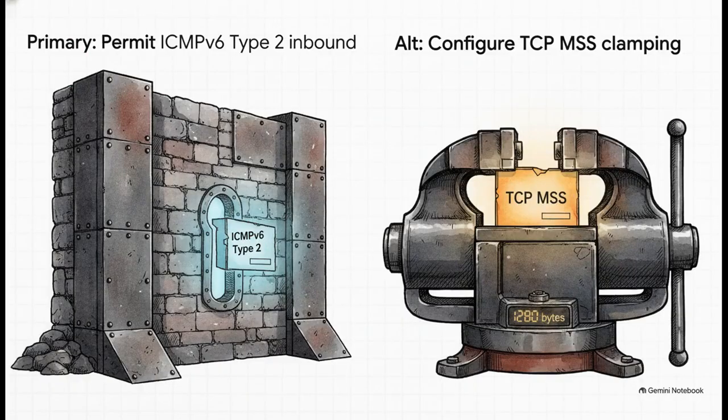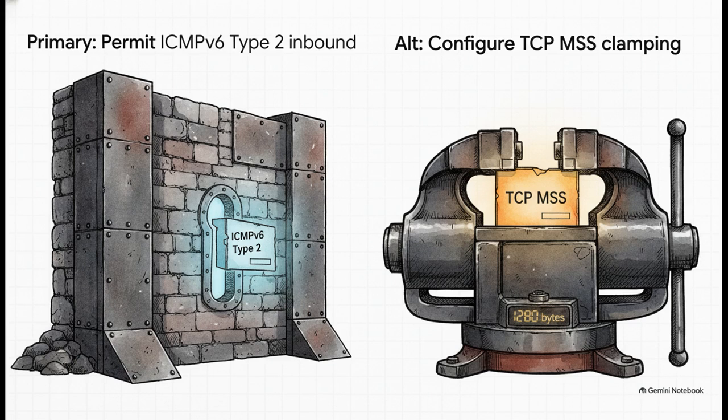To fix this, the research gives us two viable options. The primary, and definitely the preferred fix, is to permit ICMPv6 Type 2, that's that Packet Too Big message, inbound on all firewalls in the path. You just have to allow proper PMTUD to function. Now, if you don't control all the firewalls in the path, your alternative fix is to configure TCP MSS clamping on your router's interface, say using ipv6 tcp adjust-mss 1440 on Cisco gear.